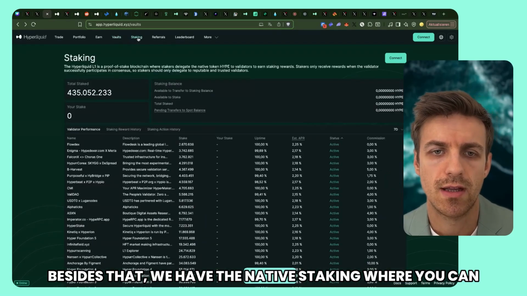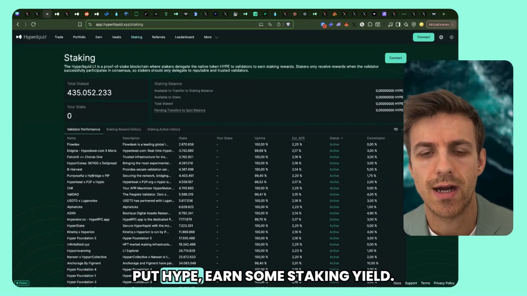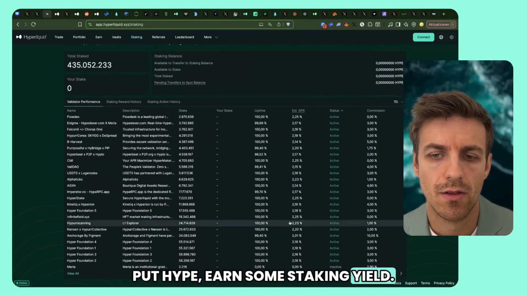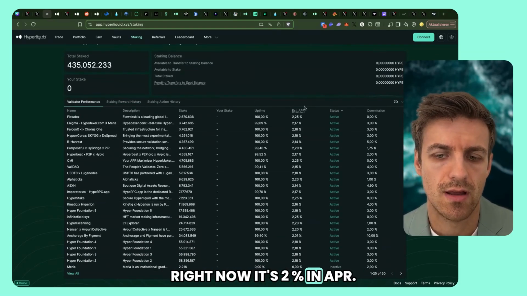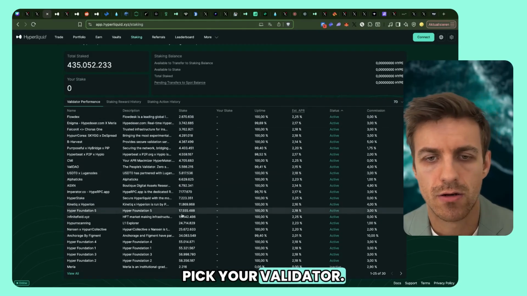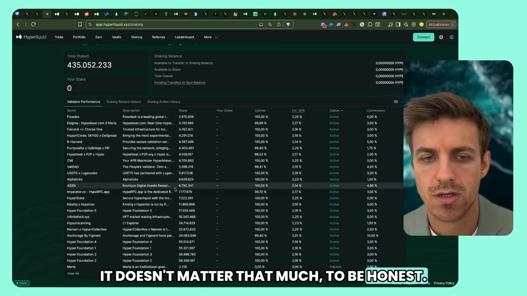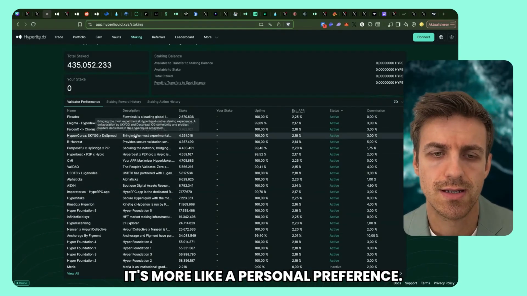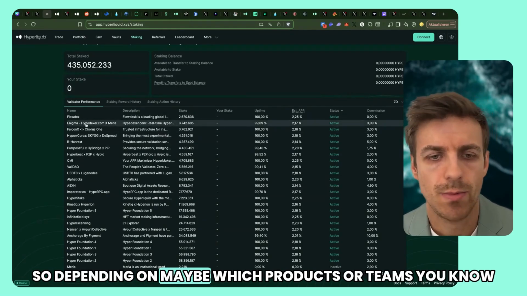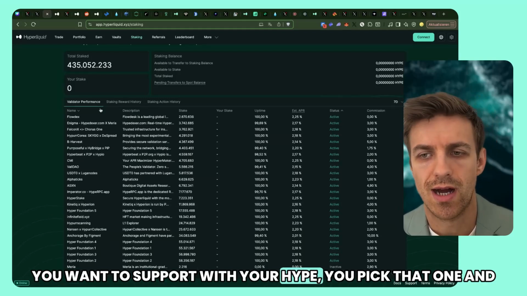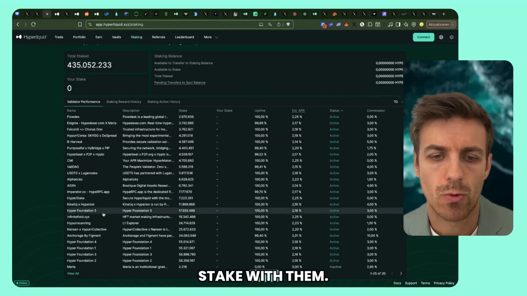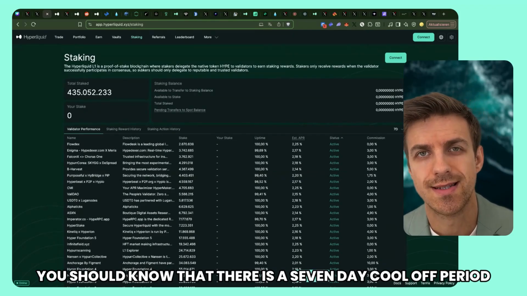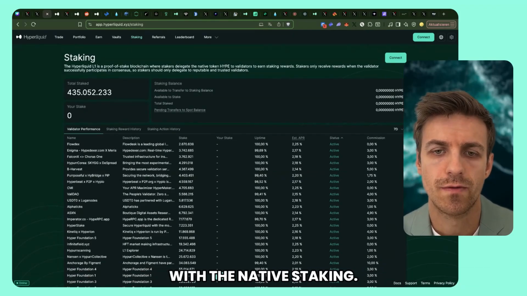Besides that, we have the native staking, where you can put Hype and earn some staking yield. Right now it's 2% in APR. Pick your validator. It doesn't matter that much, to be honest. It's more like a personal preference. So depending on which products or teams you want to support with your Hype, you pick that one and stake with them. You should know that there is a 7-day cool-off period with the native staking.